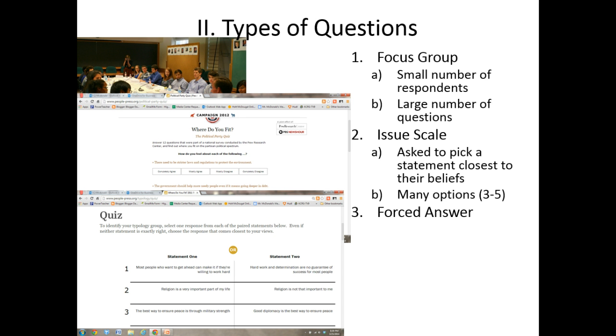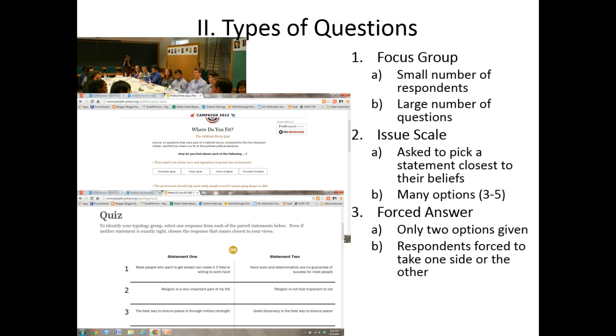The last one is the one that you guys least liked, which was a forced answer. They force you into one statement or the other, regardless of whether you feel differently than that. There's only two options given. Respondents are forced to take one side or the other. The concept is that it would eventually average out in between the statements over a large number of statements to get an accurate ideological picture.